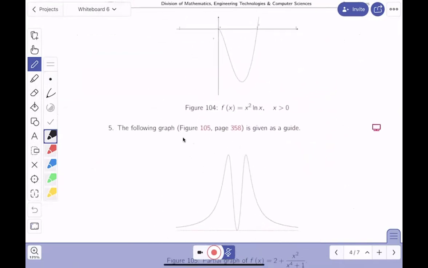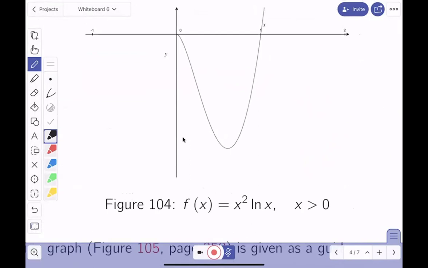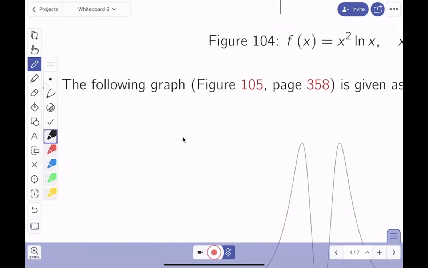Look over here. It's not the easiest thing to look at, but I do see this concavity thing. It's concave down here, and then it changes to concave up here, right? What is this point over here? It's e to the minus 3 halves, f of e to the minus 3 halves. All right, pretty simple. All right, here comes a tough one.